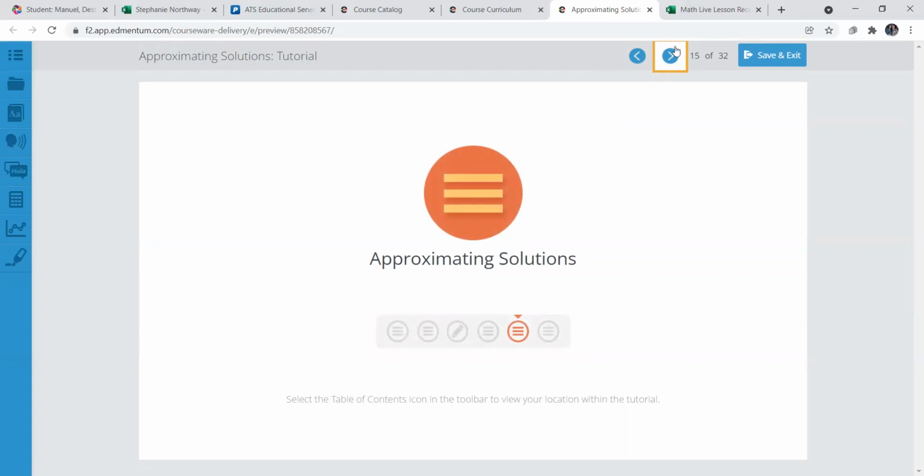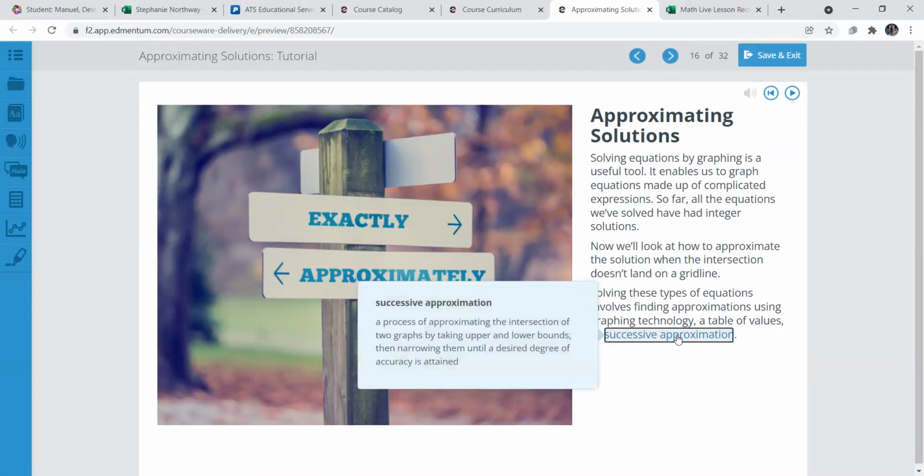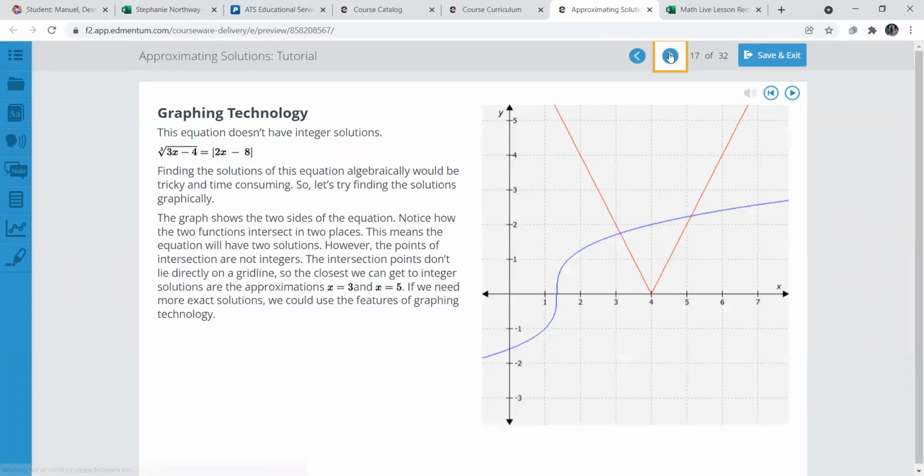And let's see, approximating solutions. Let's see what's next with this. Successive approximation: the process of approximating the intersection of two graphs by taking upper and lower bounds, then narrowing them until a desired degree of accuracy is attained. Okay, so then these two graphs would have two solutions because they touch each other twice on the graph. So that's what that would mean.